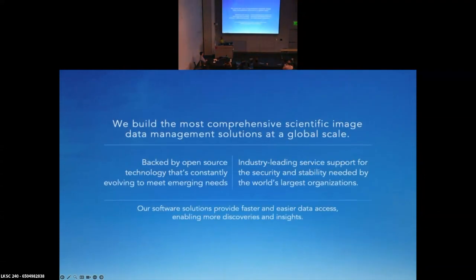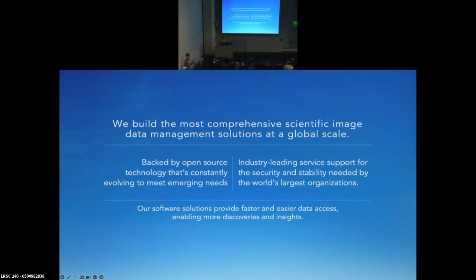Okay, so at Glencoe Software, we aim to build the most comprehensive scientific image data management solutions at a global scale. And that's really dictated by the customers that we work with, who are often global entities. And one thing that's really important to us is that our solutions are backed by open source technology. We think this works really nicely because it means that our technology is constantly evolving to meet the emerging needs.